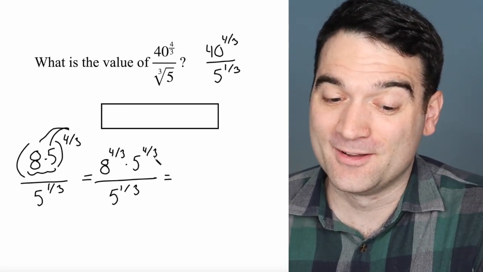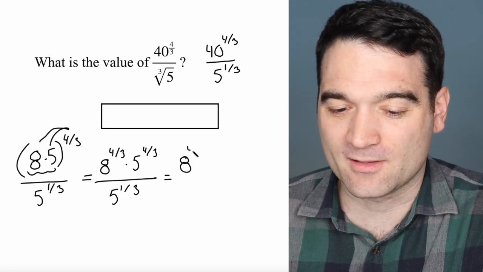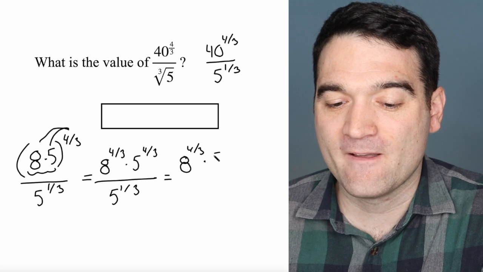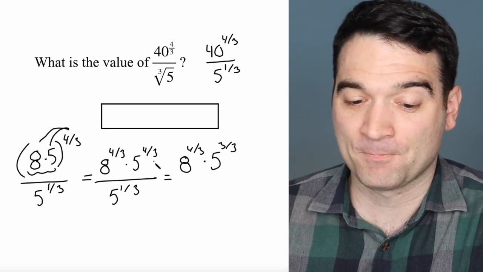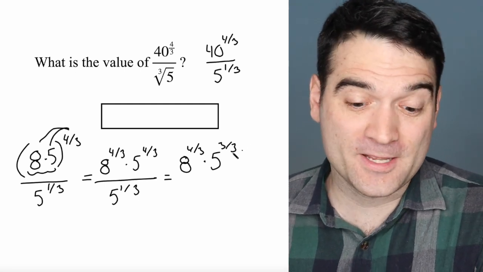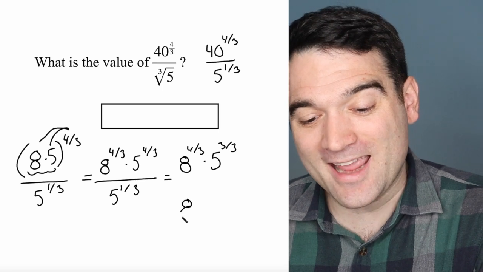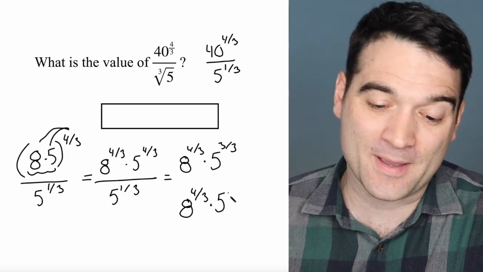So 5 to the power of 4/3 over 5 to the power of 1/3 is 5 to the power of 4/3 minus 1/3, or, I'll rewrite the whole thing here, this is 8 to the 4/3 times 5 to the power of 3/3, right? 4/3 minus 1/3 is 3/3. 3 over 3 is 1, so I'm going to rewrite this further. 8 to the power of 4/3 times 5 to the power of 1.